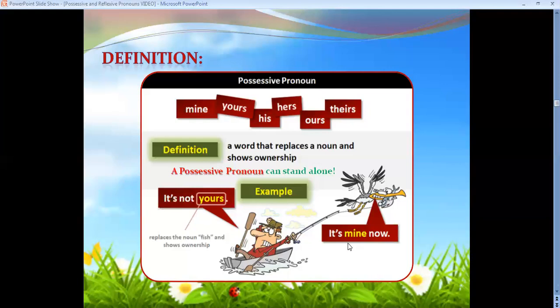Let's check the second sentence. It's mine now. See? The bird took the fish, oh my God, and flew away. Okay, it's mine now. It's my fish now. But because possessive pronoun can stand alone, I say it's mine now. I don't need a noun after it, okay? Great, let's continue.